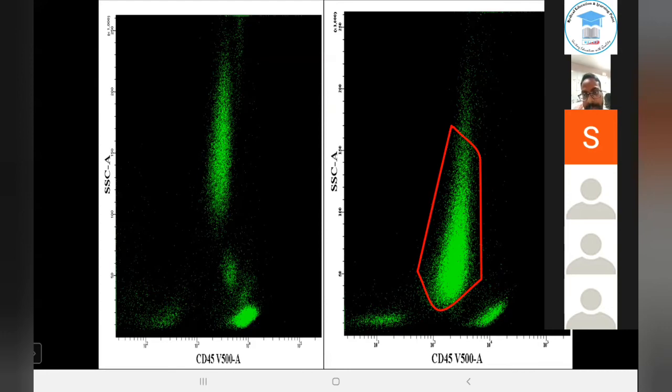Now, once we have a suspicious population, the next step is to find out whether this suspicious population is blast, and if they are blast, then what are the markers present on them?